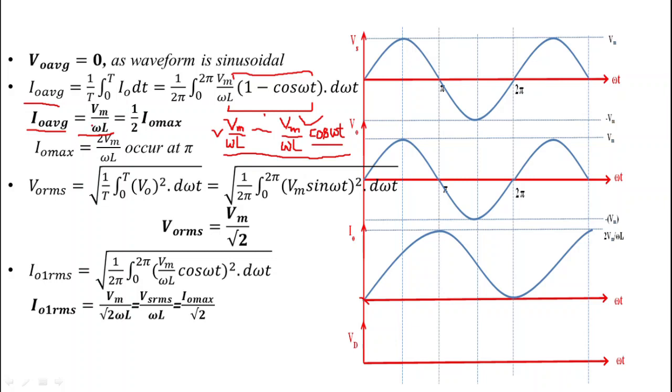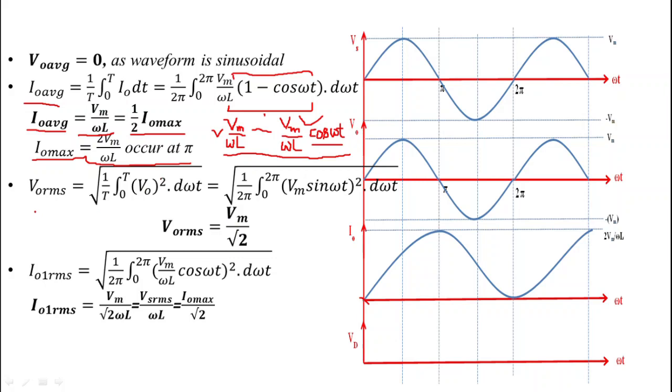And we know that the maximum value of output current is 2 Vm by omega L. That's why we can write the average value of output current as 1 by 2 I naught max, and I naught max is equal to 2 Vm by omega L, which occurs at pi.